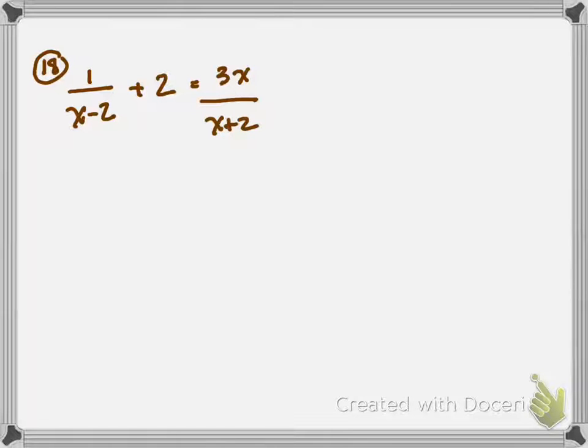Hey Math Rockstars, I'm going to do a problem from the end of the section on solving rational equations from your textbook. It's number 18, and here it is: 1 over x minus 2 plus 2 equals 3x over x plus 2.